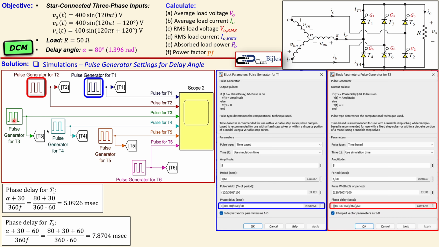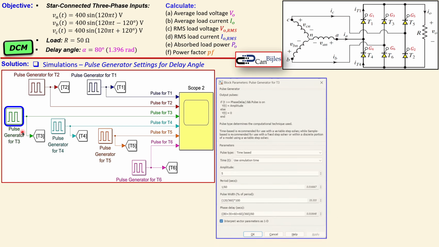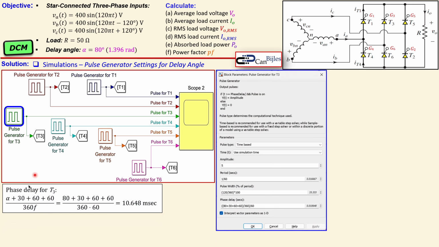Okay, let's now discuss the other two, T3 and T4. So that's actually here, the settings. So we go actually in the similar form. So you look again 60 degrees later. So that's actually now in this case 10.648 milliseconds, and that's actually shown here.